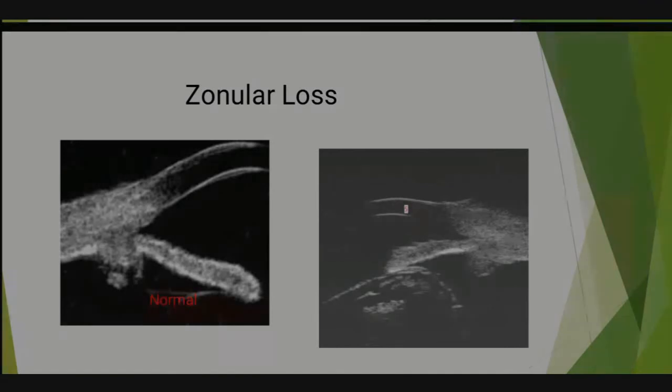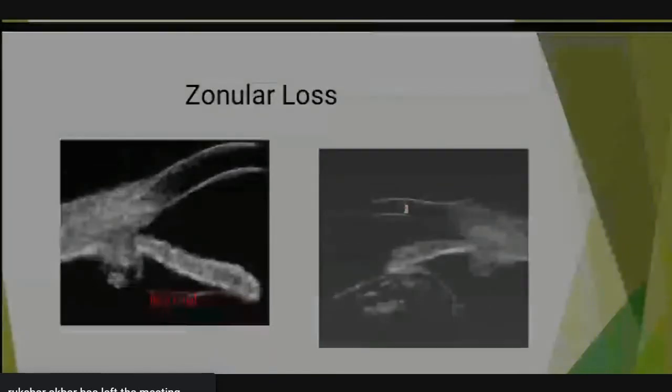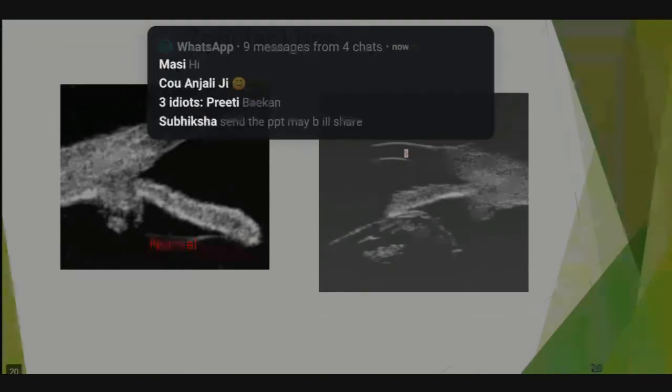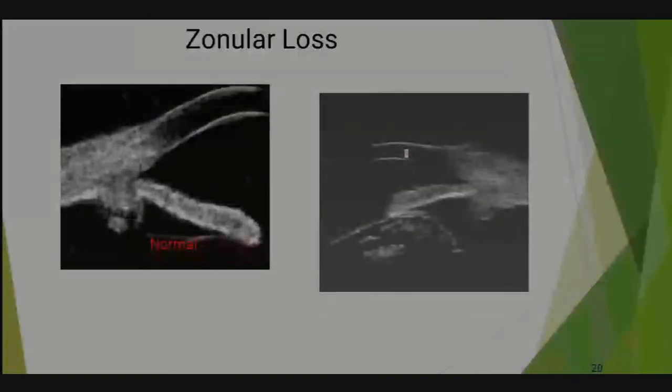Now I'm scanning from 1 to 3. In the right eye, when the zonules are absent at 1 o'clock, 2 o'clock, 3 o'clock, we can easily tell that the lens is subluxated temporally. If the zonules are not present at 6, 7 and so on, we can tell there is absence of zonules in the inferior quadrant, so the lens is subluxated superiorly. Clear? Yes, clear.